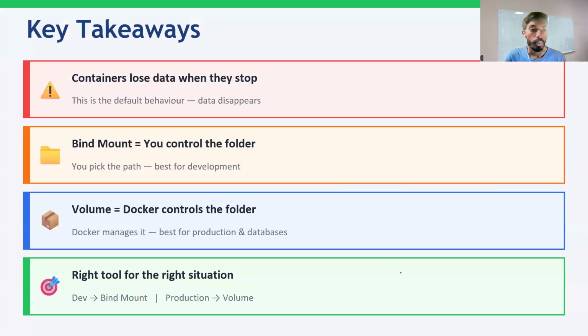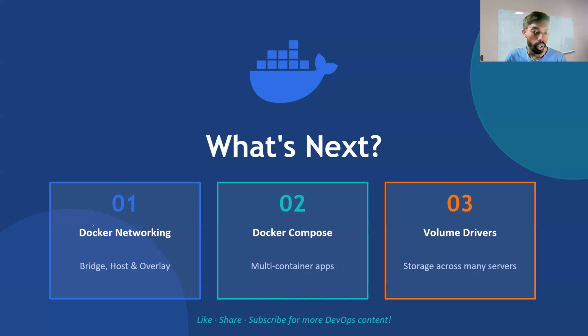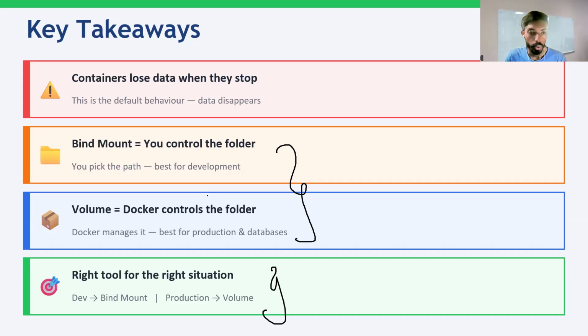Okay, this is the video I wanted to talk about, and basically the key idea is that containers lose data when they stop. There are two methods, bind mount and volume. Based on these two methods, you can choose the right tool for your workload deployment. So this is what I wanted to cover in this session.